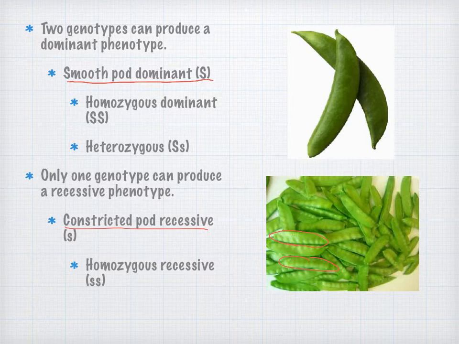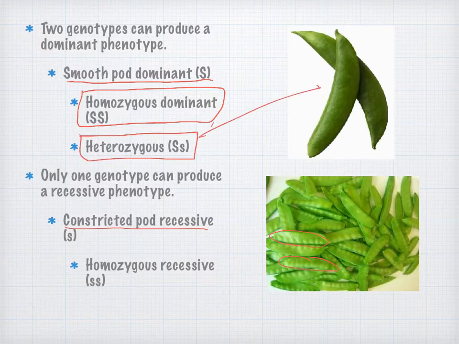Now, either homozygous dominant, capital S, or heterozygous, capital S, little s, would both give us this dominant phenotype of smooth pea pods. Only the homozygous recessive, lowercase s, would give these constricted pods, because they are the recessive phenotype. Recessive only has one genotype, homozygous recessive, that allows it to be expressed. The dominant can be either homozygous dominant or heterozygous to be expressed.